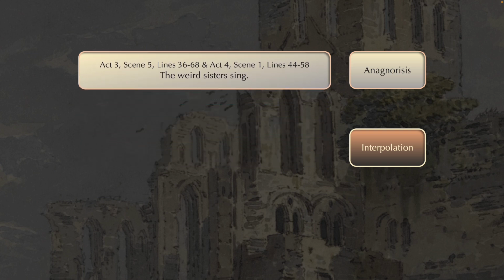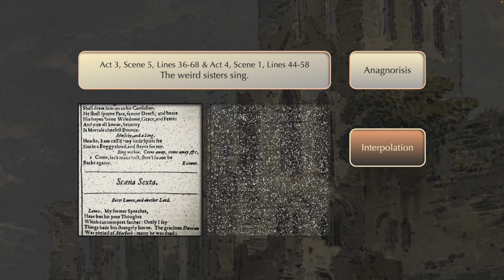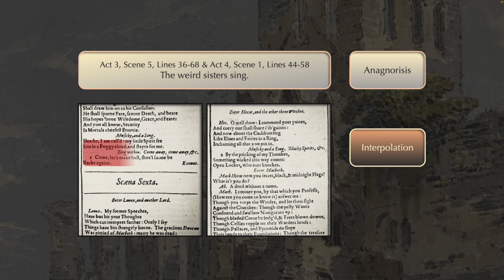I'll show you why. When you look at the folio text of Macbeth from 1623, here are the two relevant passages, and you see these are the two witch scenes. Act 3 is on the left, Act 4 on the right, and you can see in italics there are some stage directions there: sing within, come away, come away. And then in Act 4, Scene 1, you see the stage directions again: music and a song, black spirits.